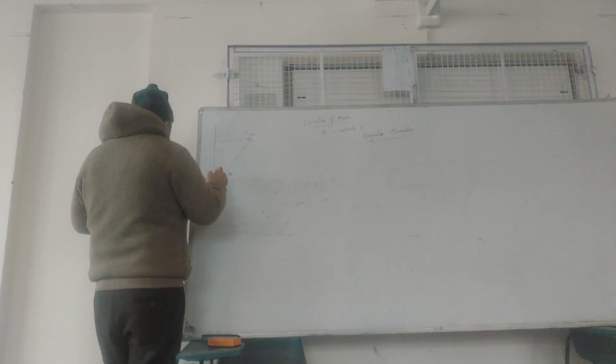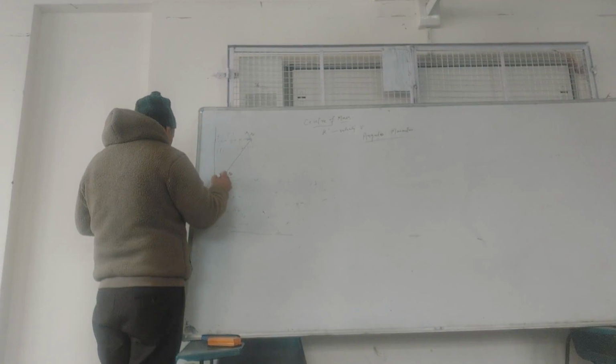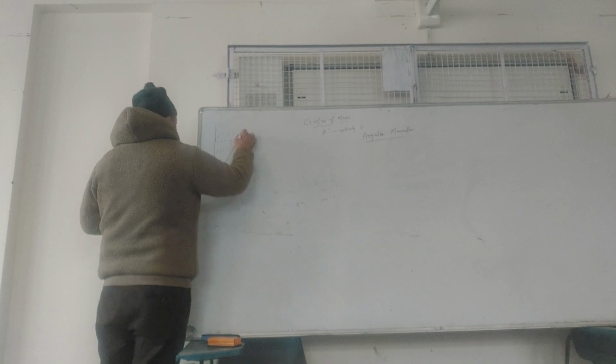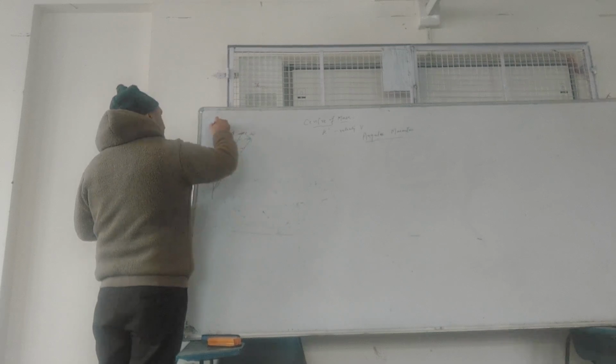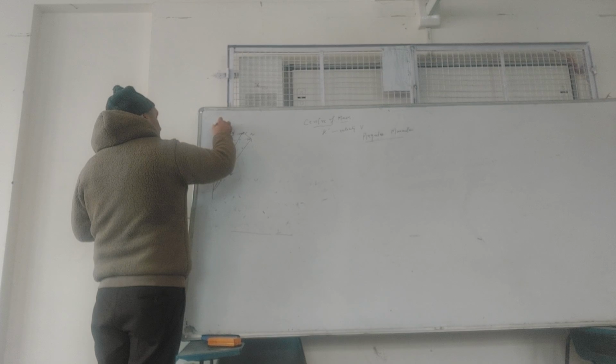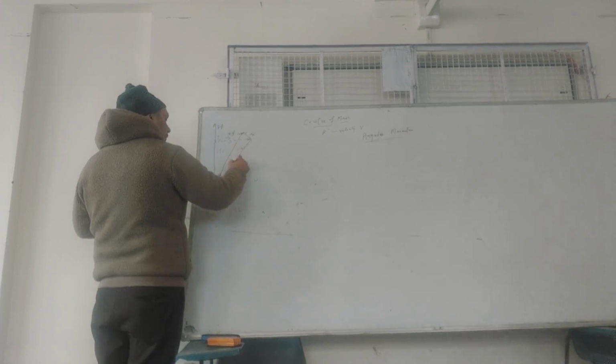So in our case, this is the radius vector, this is the angle theta. This is delta phi. This is all.